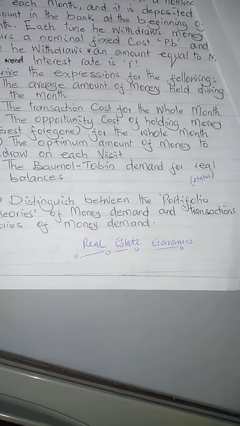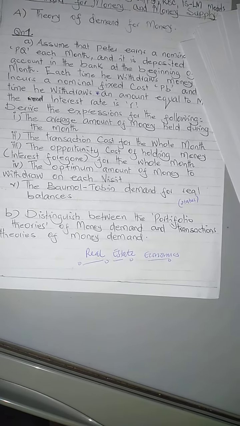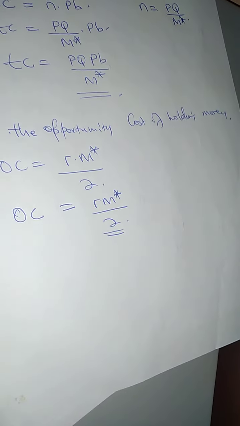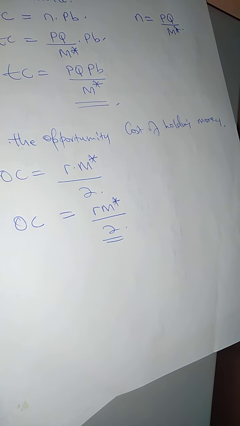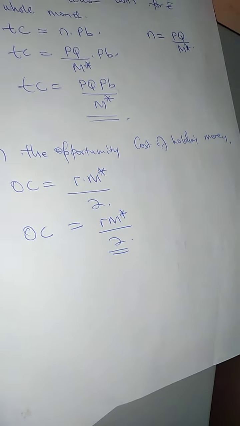And then the optimum amount of money to withdraw on each visit. Now to get the optimum, it means we are going to get the first order condition by differentiating the total costs, because we get the optimum amount of money by minimizing the total costs. But that is our Roman 4. You can have the next page.